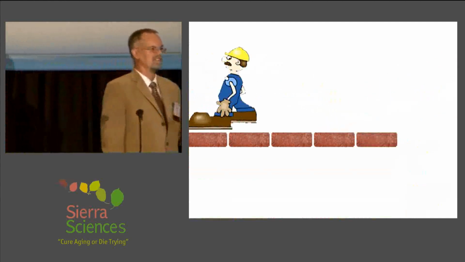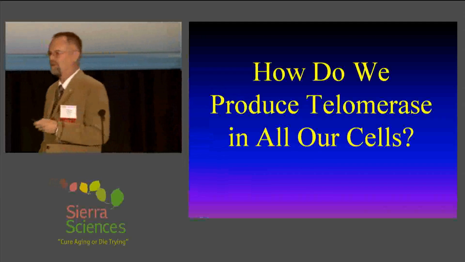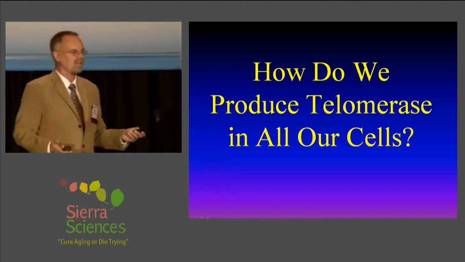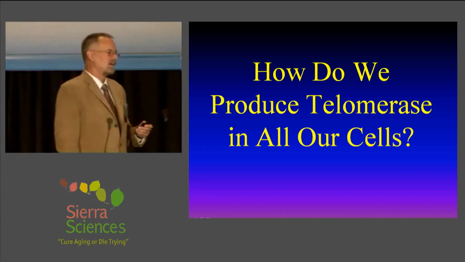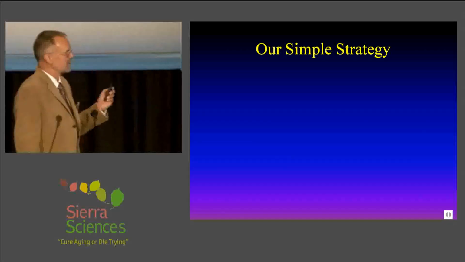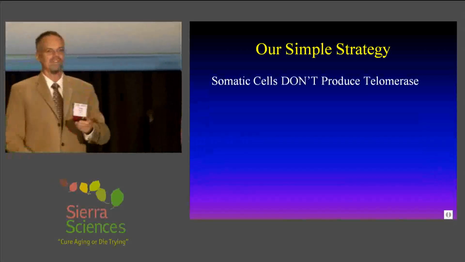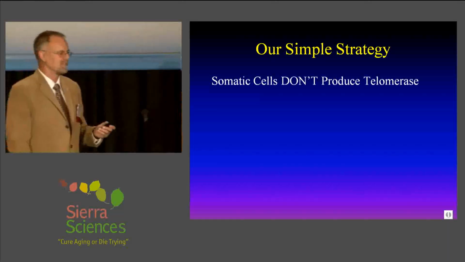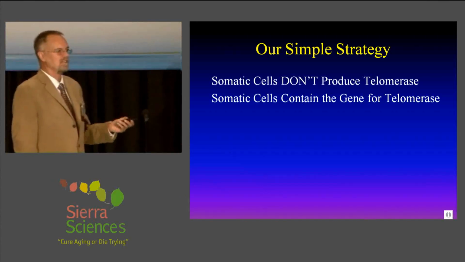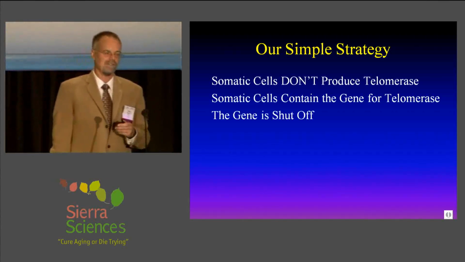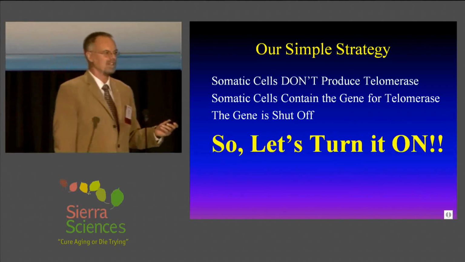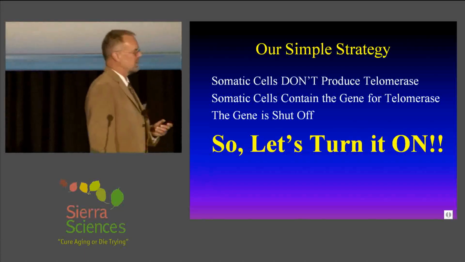So the big question: how can we produce telomerase in all of our cells? It's only produced in our reproductive cells. Wouldn't it be nice if we had it in all of our cells? And so our simple strategy in my research labs is to take into account that somatic cells don't produce telomerase. Of course, somatic cells are all of our other cells besides our reproductive cells. But the somatic cells, all of our cells, do contain the gene for telomerase. It's just shut off. So our simple strategy is let's just turn it back on again. So we've been spending a lot of time working on doing that.